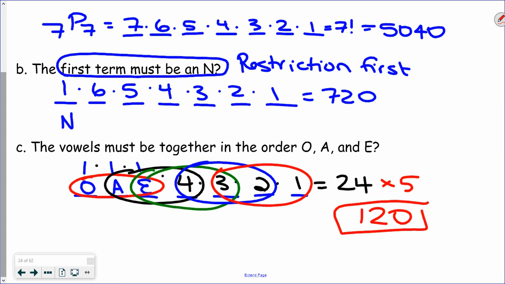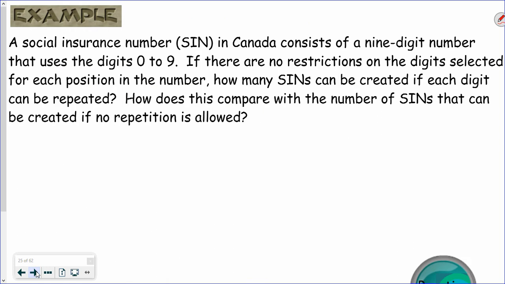One more example of a permutation, and we're going to look at SIN numbers. Your social insurance number is a 9-digit number, using the digits 0 to 9. On a side note, never tell anybody your SIN number. That number represents you to the government. If there are no restrictions whatsoever, I can repeat digits. Let's figure out how many different ones I can have.